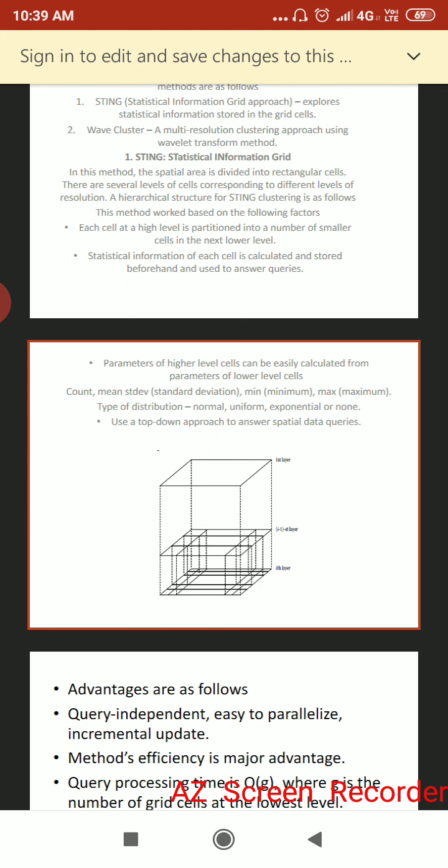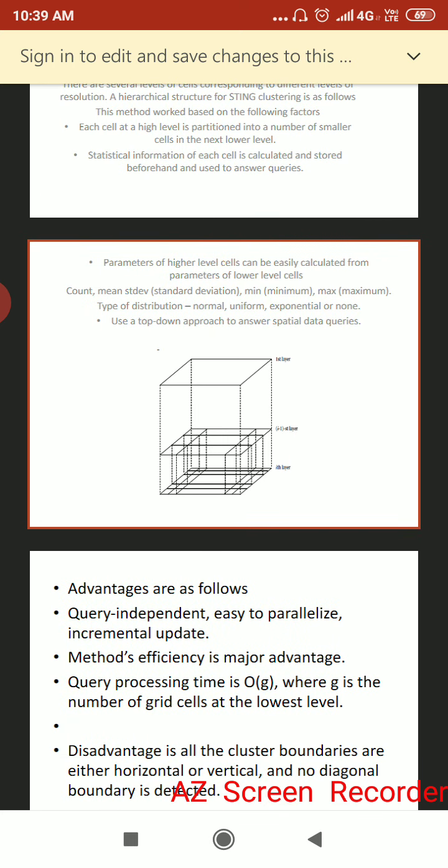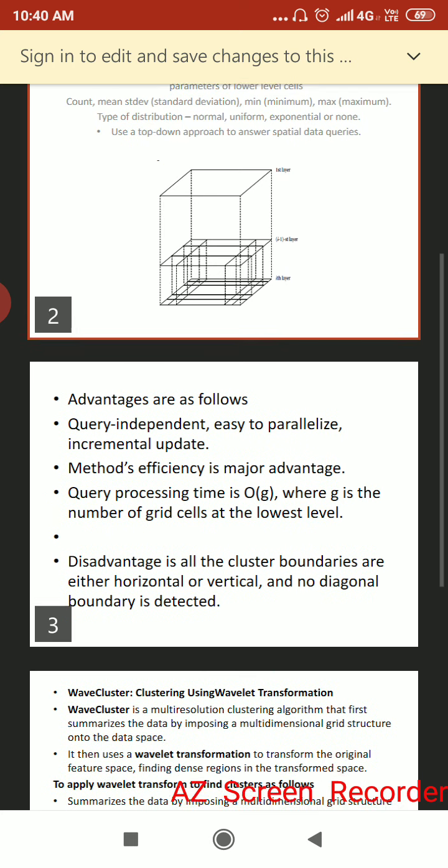Here we calculate statistical measures, and types of distributions are also used. What are the statistical measures? We use count, mean, standard deviation, minimum, and maximum. There are also some types of distributions we use: normal, uniform, and exponential. This grid-based method uses a top-down approach to answer spatial data queries. So this is the STING method.